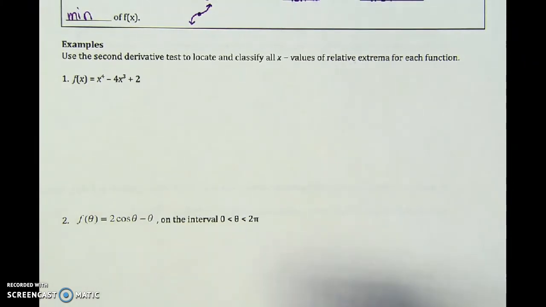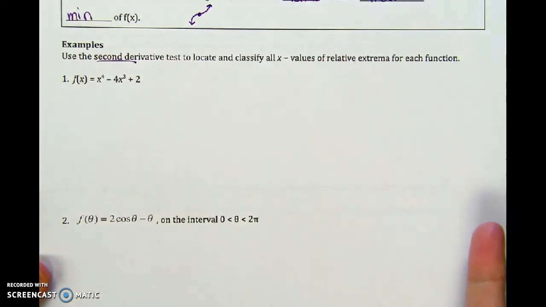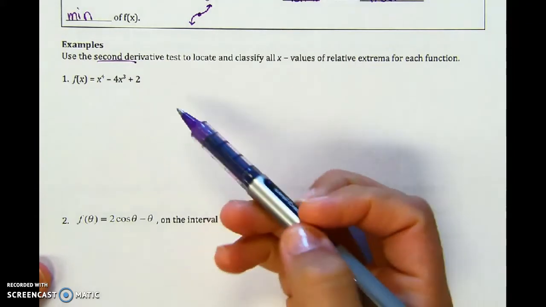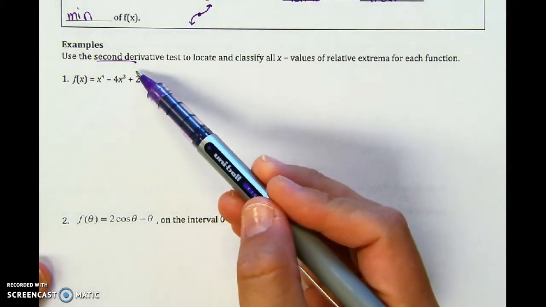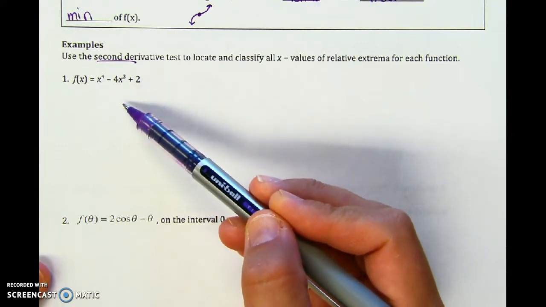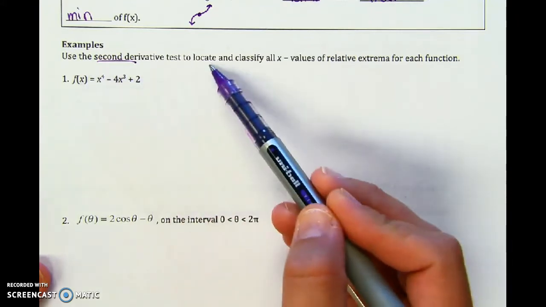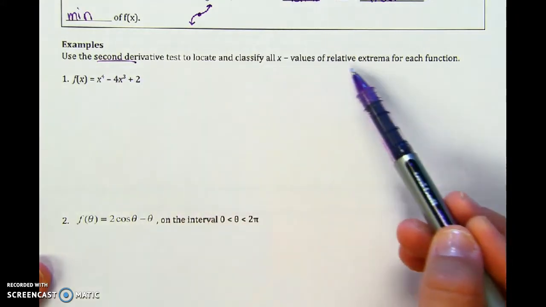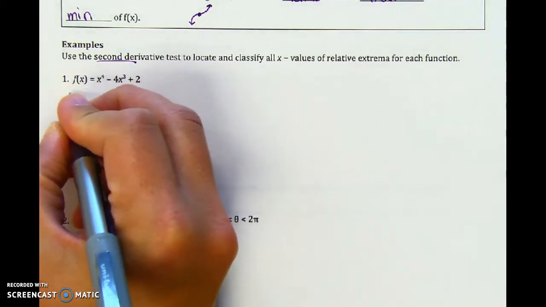Ready? I'm going to do real clear steps for you. We're going to use the second derivative. So don't cheat and use the first derivative, okay? Why would we ever use this? Sometimes you're only given the second derivative and you're not given the original function or the first derivative. So use the second derivative of this function to locate and classify all x values of relative extrema for each function. So I'm going to write out steps here, okay?